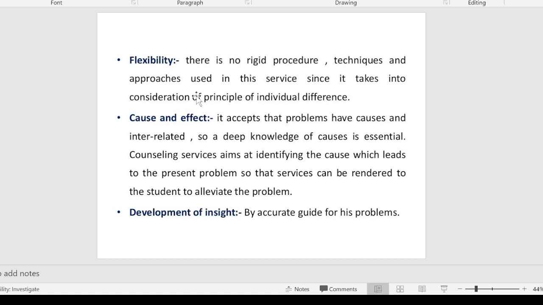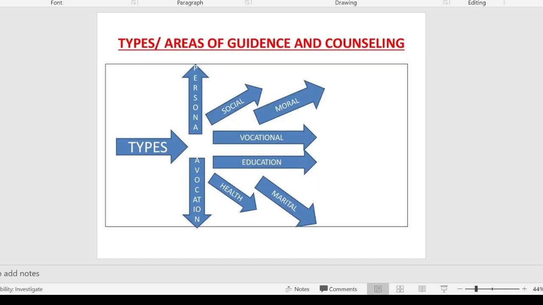And it should be from cause and effect. So if you smoke, you will get lung cancer. If you drink, you will get cirrhosis of the liver. So always a cause and effect explanation should be there. And if you study, you will get a good score. Like that you have to give. And it also helps in the development of insight.